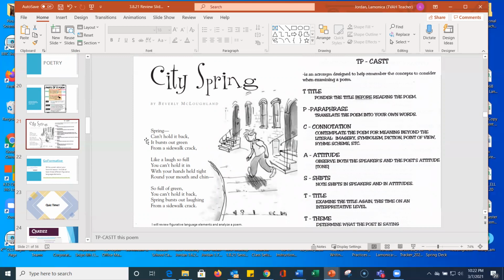Spring, can't hold it back. It burst out green from a sidewalk crack. Like a laugh so full you can't hold it in, with your hands held tight round your mouth and chin. So full of green you can't hold it back, spring burst out laughing from a sidewalk crack. And this is by Beverly McLaughlin. All right, so let's paraphrase this. Let's look at each one and paraphrase.